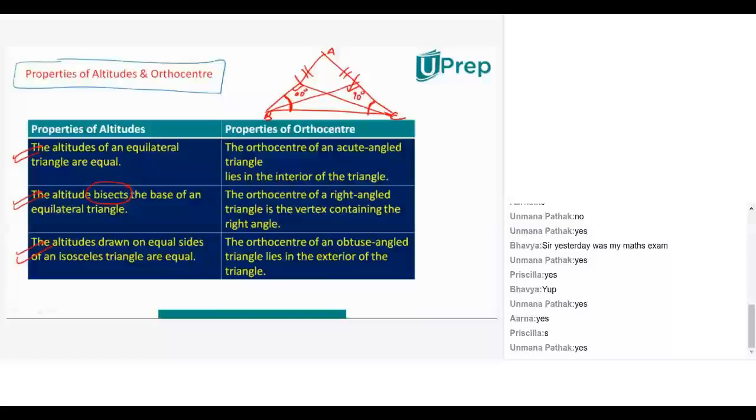Sir, can you repeat the question? The third property says that the orthocenter of an obtuse angle triangle lies in the exterior of the triangle. That means it lies outside. Why? How? That is my question. We are not here to look up the property. We need to understand the why behind it. That's what I'm asking.